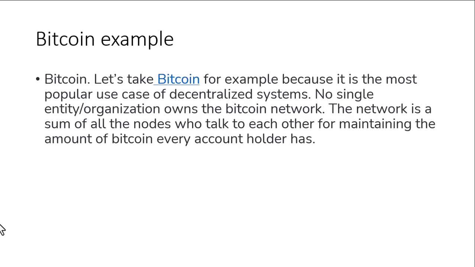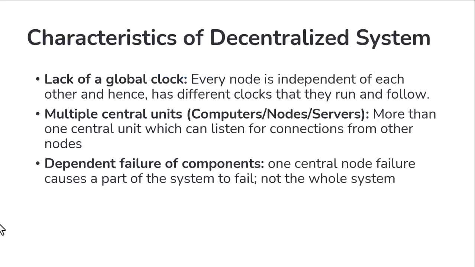Let's take Bitcoin as an example, because it is the most popular use case of a decentralized system. No single entity or organization owns the Bitcoin network. The network is the sum of all the nodes who talk to each other to maintain the amount of Bitcoin every account holder has. So Bitcoin is another example.